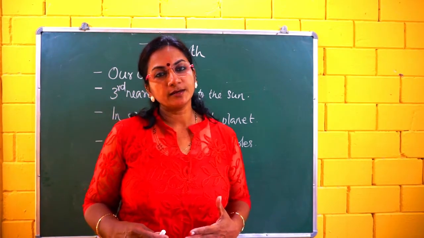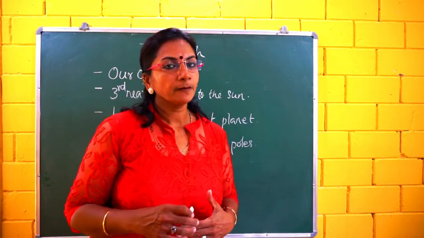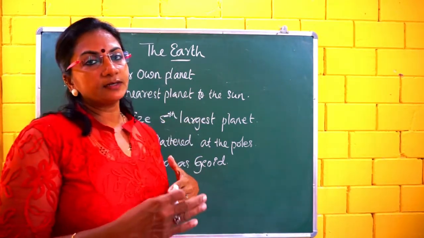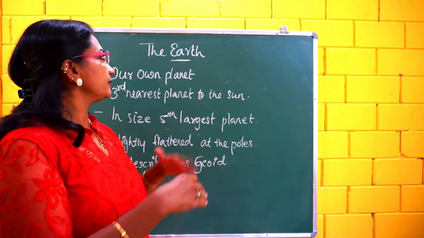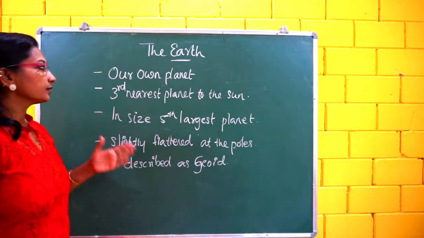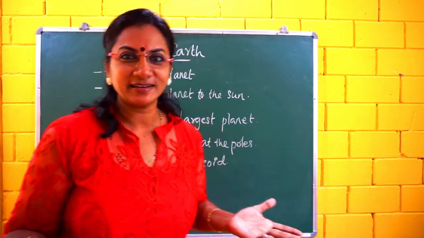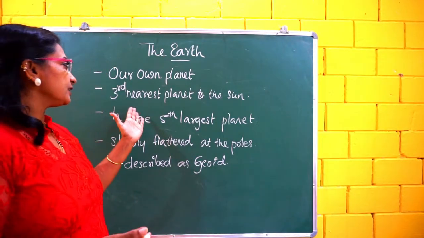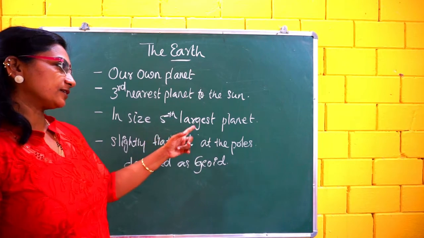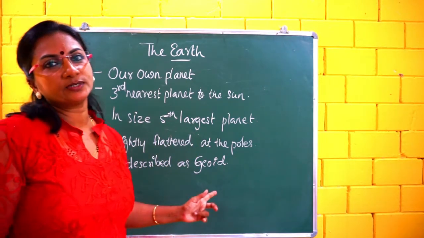Today we are going to take the last part of our 6th class geography, first chapter. That means we covered up to the previous topic, and next we have to take the topic, the Earth. Look, it's our own planet, isn't it? And it is the third nearest planet to the sun. In size, it is the 5th largest planet, slightly flattened at the poles, described as geoid.